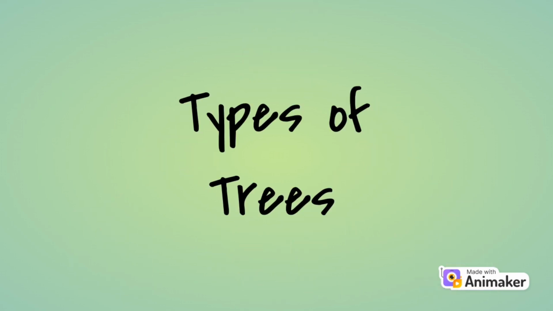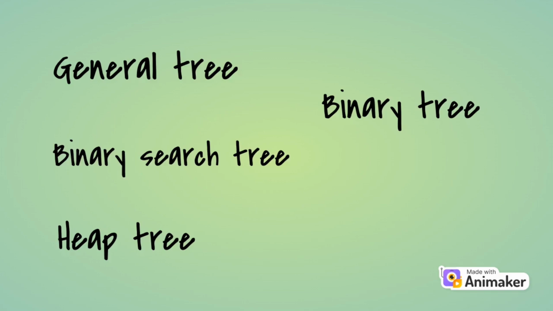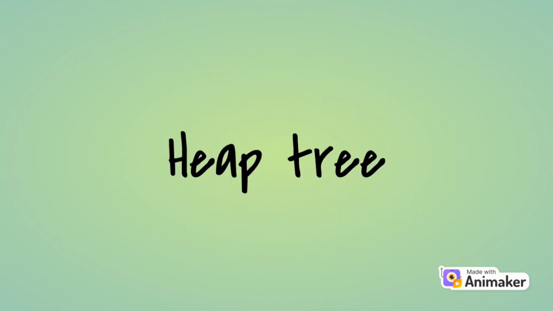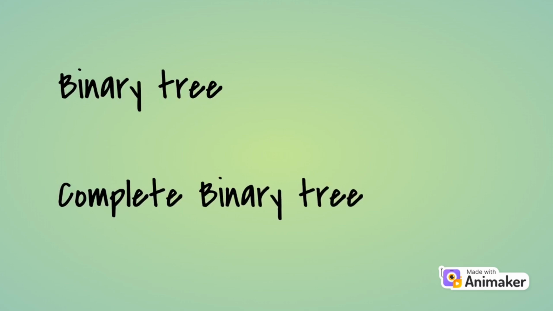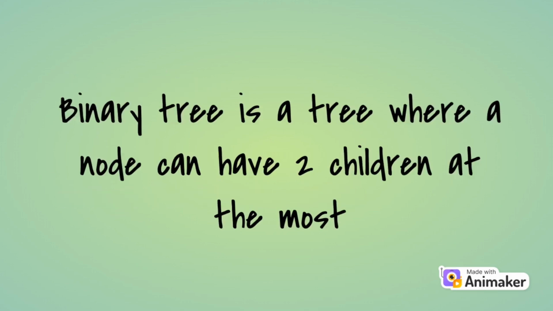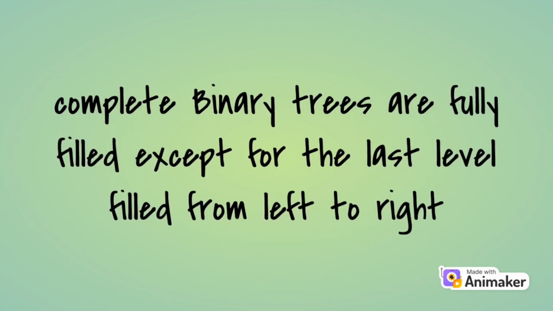There are countless tree types, and from those, today we are going to look at the heap tree. A heap tree is a complete binary tree. So before going into heap trees, you should know what a binary tree is and what a complete binary tree is. A binary tree is a tree where a node can have 2 children at the most. A complete binary tree is a special type of binary tree where each level is fully filled except for the last level, but the last level should also be filled from left to right.